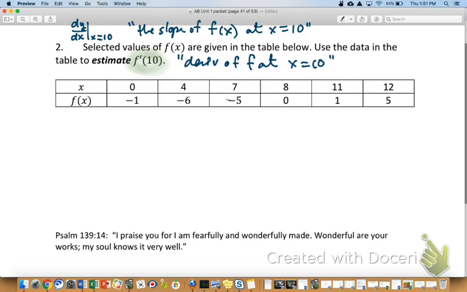You guys okay with these translations? There's one more, and I will start it off the same way. I'll say it could be the slope of what? The tangent line. There you go. That's another way of saying this. Slope of the tangent line at x equals 10.